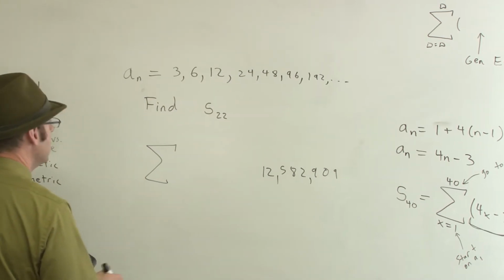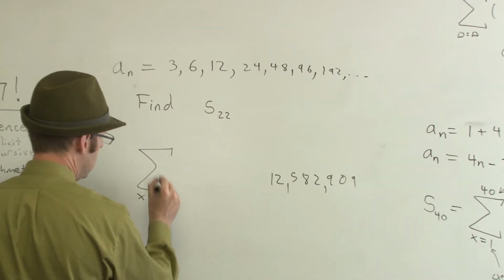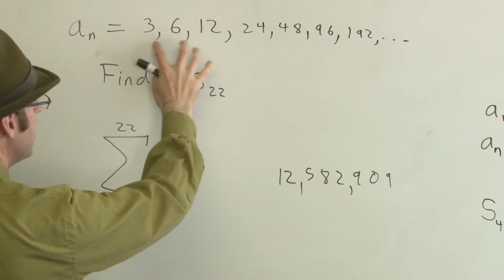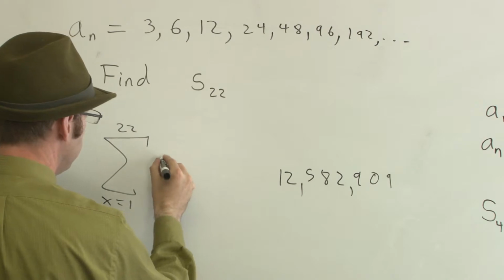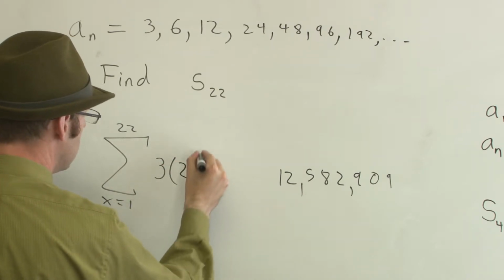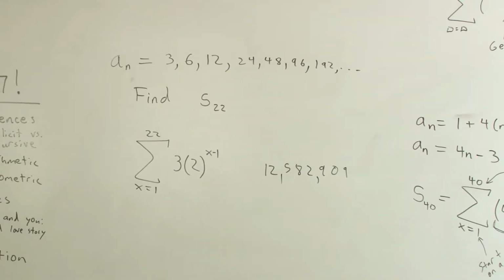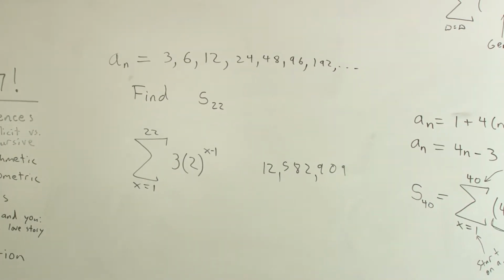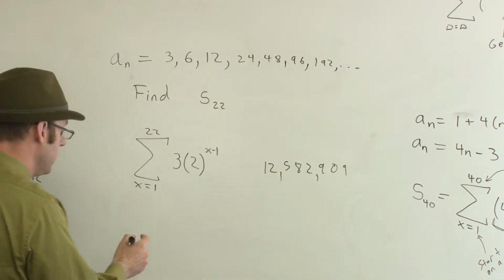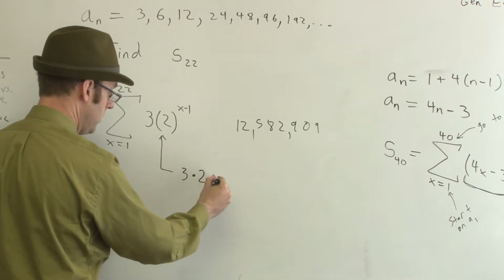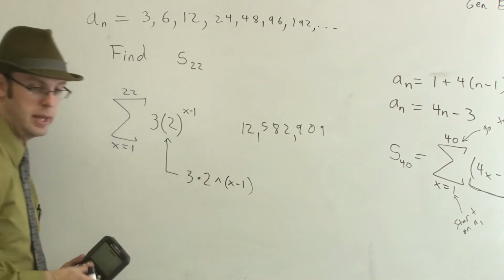The setup for that was we wanted to go from term 1 to 22 of this sequence. It's geometric, I'm multiplying by 2 each time. So it should have looked like that. I put in my geometric general equation. If stuff fouled up, how I would enter this on my calculator is 3 times 2 to the parentheses x minus 1.